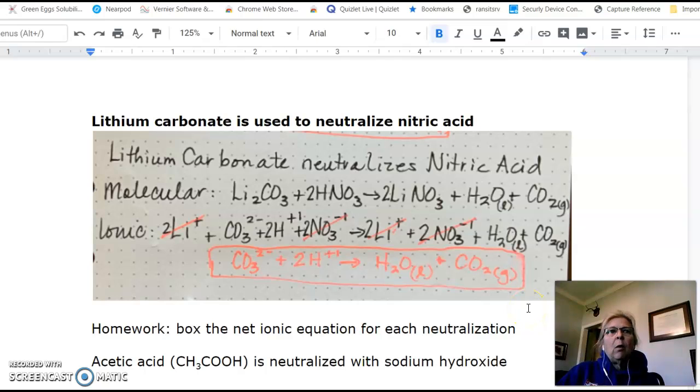We do balance the equation, and then we go ahead and cancel out our spectators. So 2 Li1 plus is canceled, and the 2 NO3 1 minus is canceled, leaving us CO3 2 minus plus 2 H1 plus yields water, liquid, and CO2 gas.